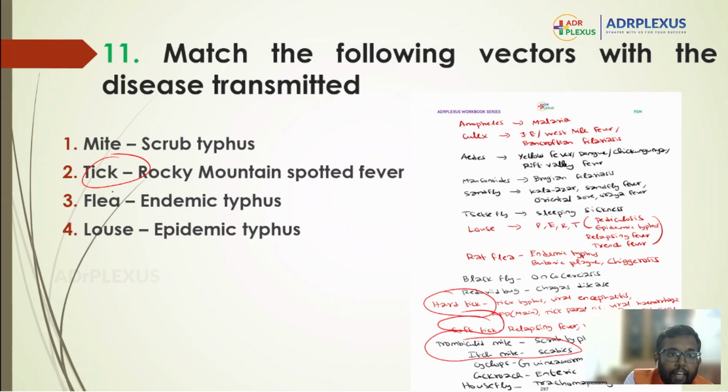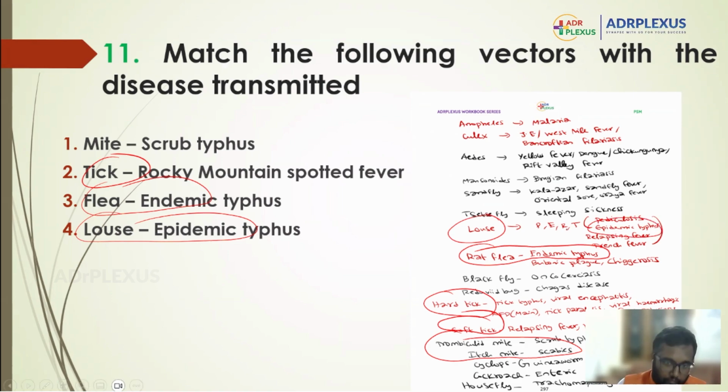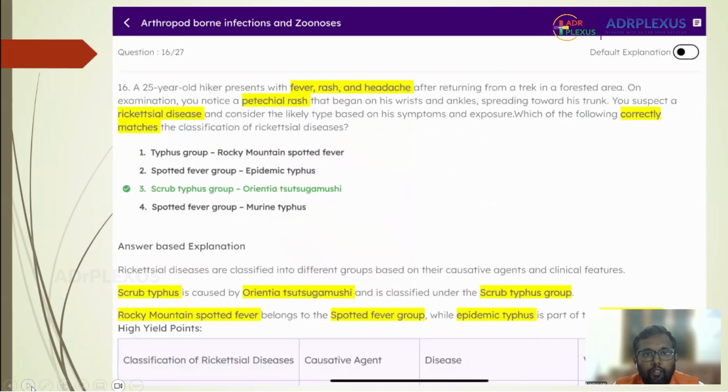Then flea, endemic typhus. So in the flea, we are having the endemic typhus. Then louse or the lice, it is the epidemic typhus. The louse, pediculosis as well as the epidemic typhus. So we have seen those are in our Q bank.